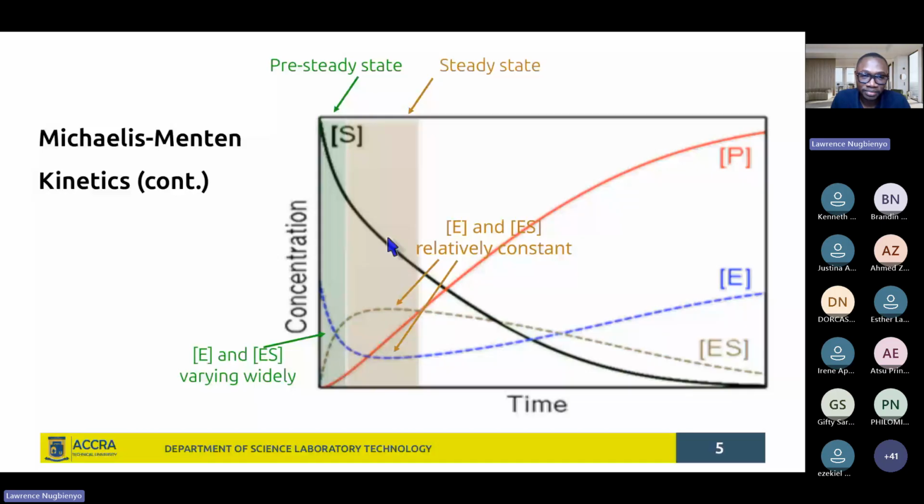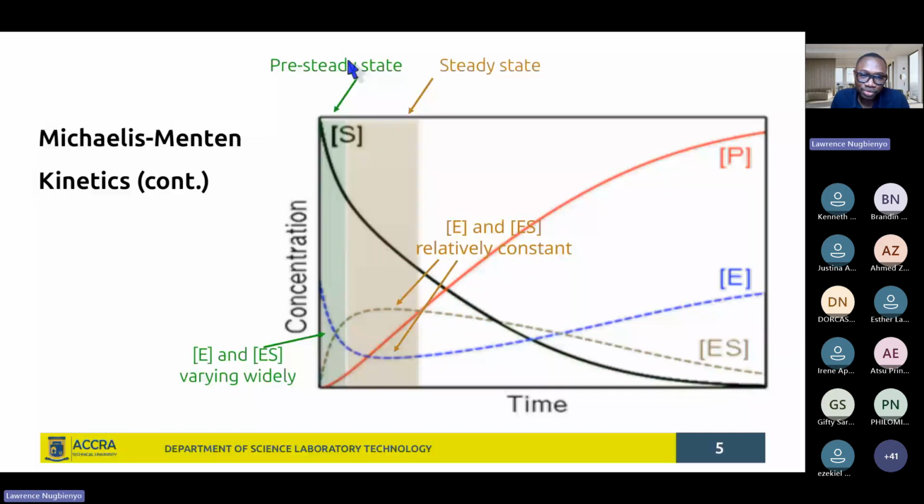So for instance, you have the green shade part where you have the enzyme concentration up there, and the enzyme substrate complex concentration low there, with these concentrations being wide apart. It is actually in this green region, within this period of time, that you have the formation of the enzyme substrate complex. That region was referred to as the pre-steady state. So the reaction was not moving steadily yet.